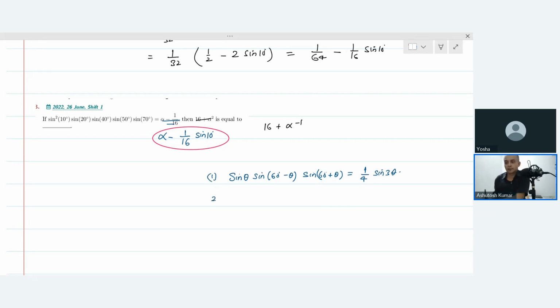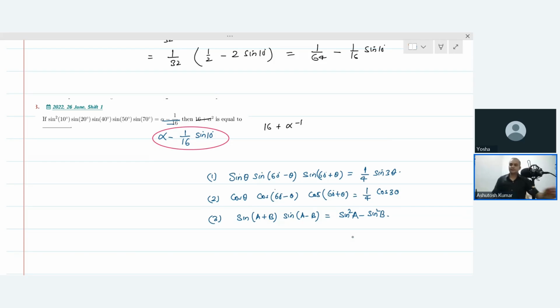And for cos also the same thing. Cos theta, cos 60 degree minus theta, and cos 60 degree plus theta is again 1 by 4 cos 3 theta. And the third formula I want you to remember is sine A plus B into sine A minus B is sine square A minus sine square B.